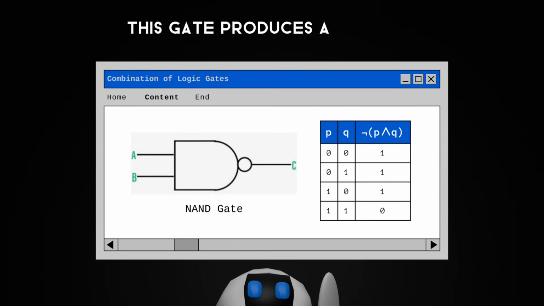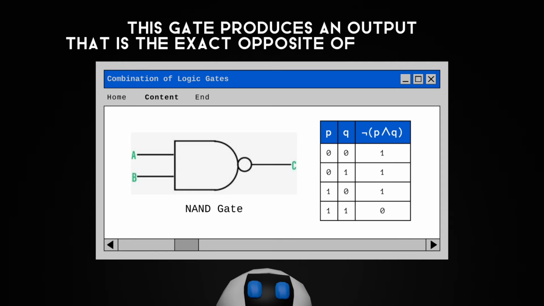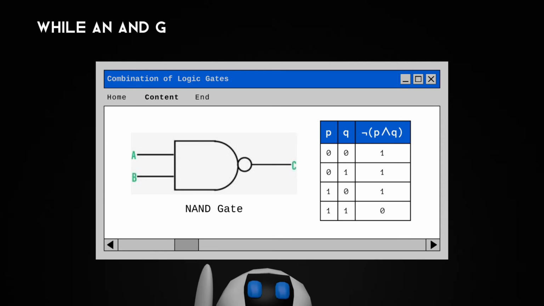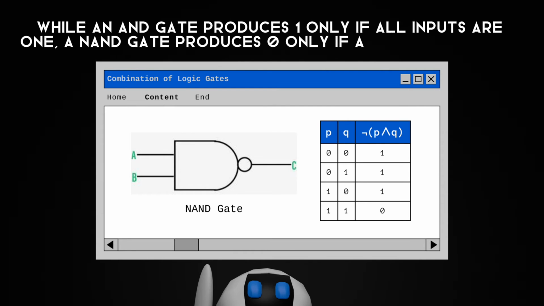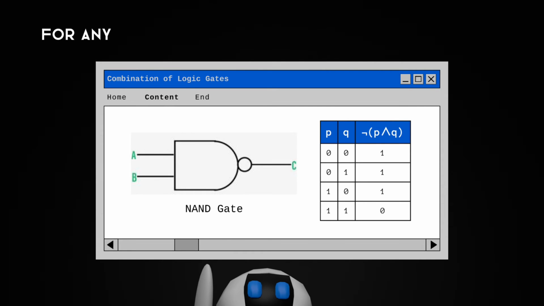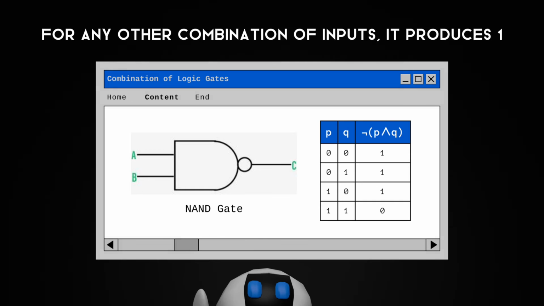This gate produces an output that is the exact opposite of an AND gate. While an AND gate produces 1 only if all inputs are 1, a NAND gate produces 0 only if all inputs are 1. For any other combination of inputs, it produces 1.